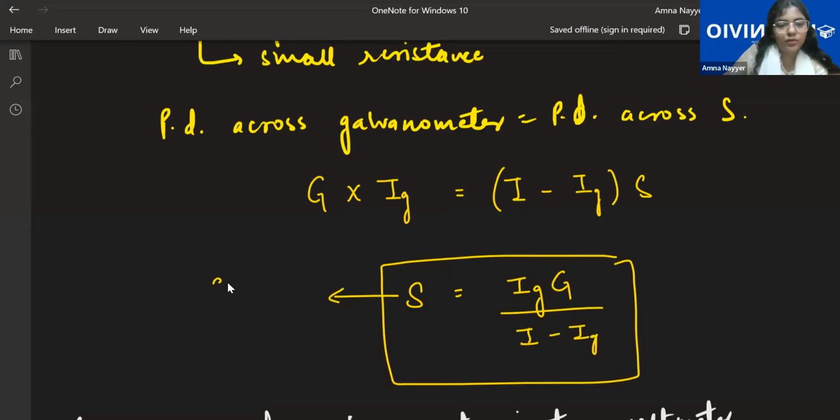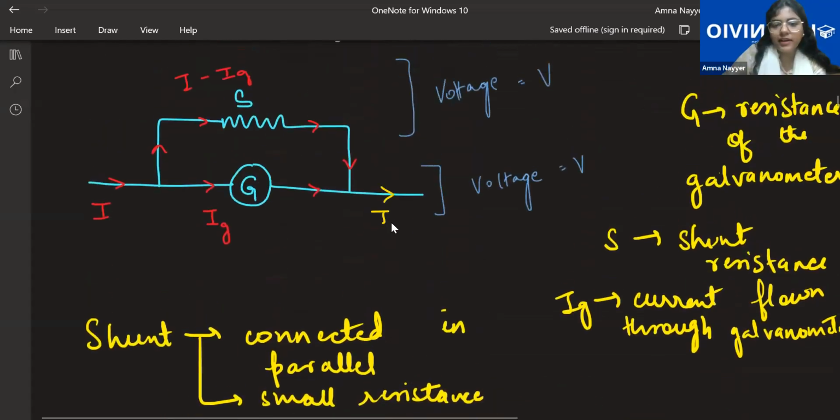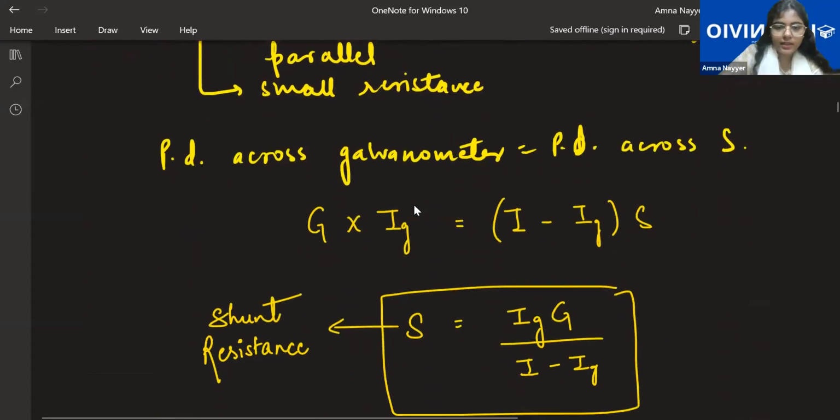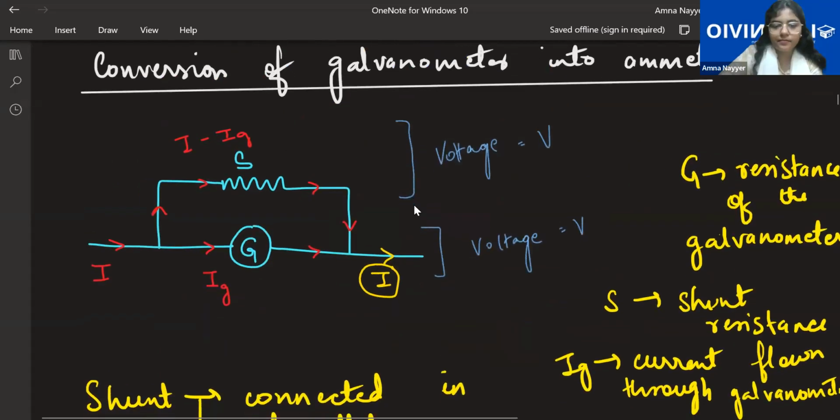This is the value of the shunt resistance. Now, is this clear? Yes, ma'am. Now see, if I get the value of shunt resistance and I want to find out the value of this main current, I can calculate. So without having the galvanometer, I am able to get the value of the current. Got it? Yes, ma'am. Okay, write it, then we'll see how to convert it into voltmeter.